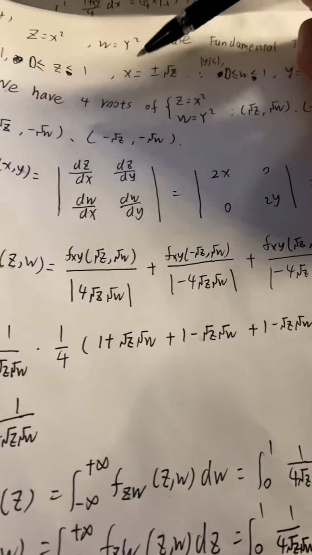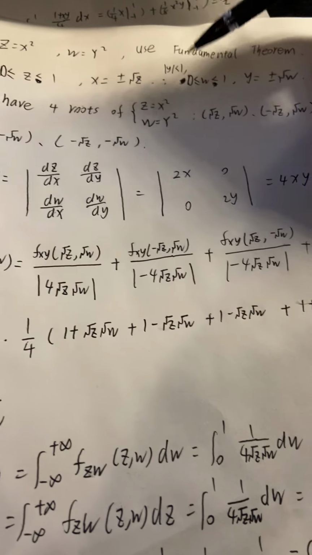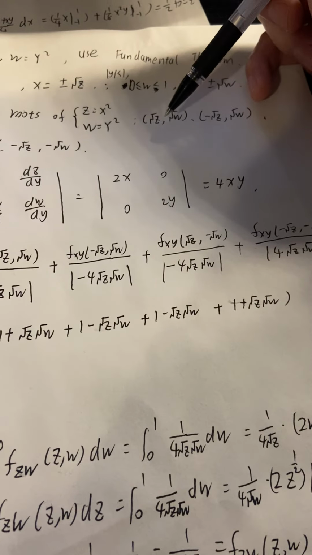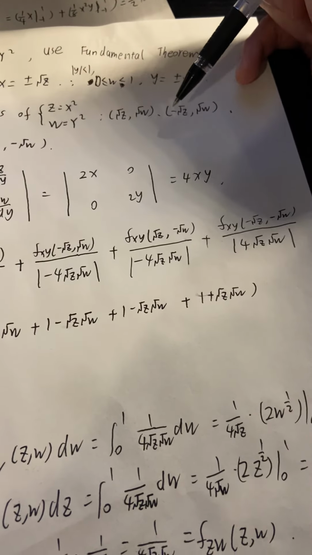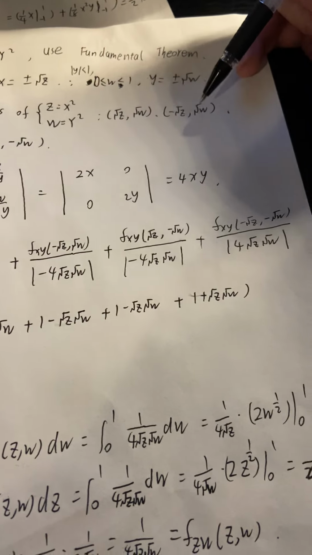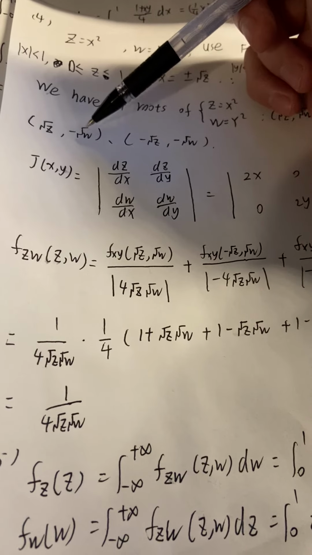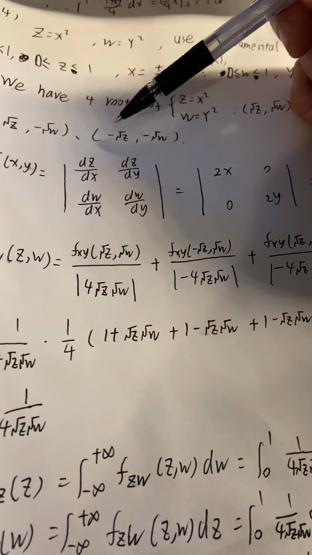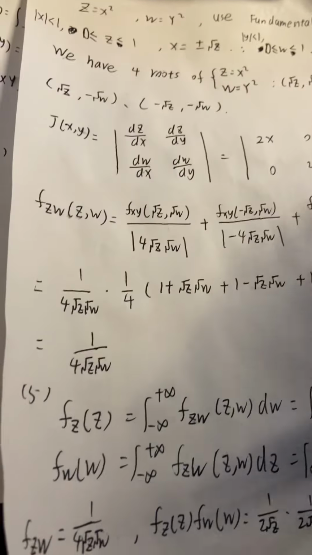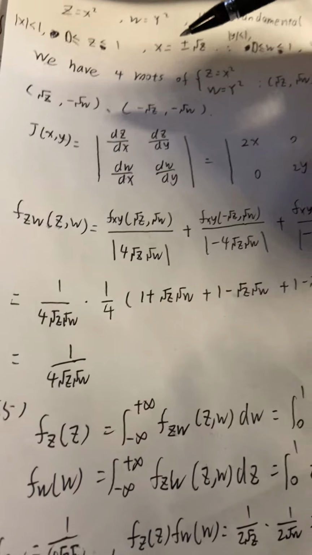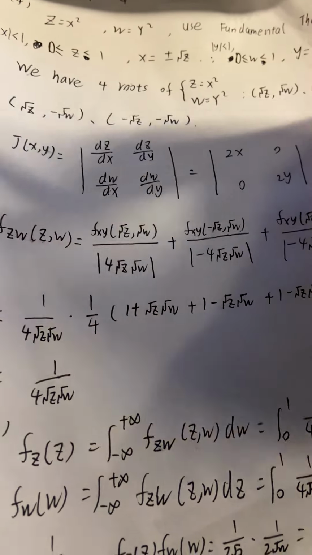So we have four roots of these equations: square root of z and square root of w; minus square root of z and square root of w; square root of z and minus square root of w; and minus square root of z and minus square root of w. And now we have all the roots, and then we need to calculate the Jacobian.